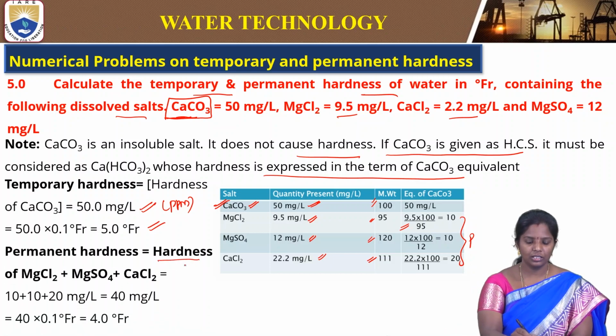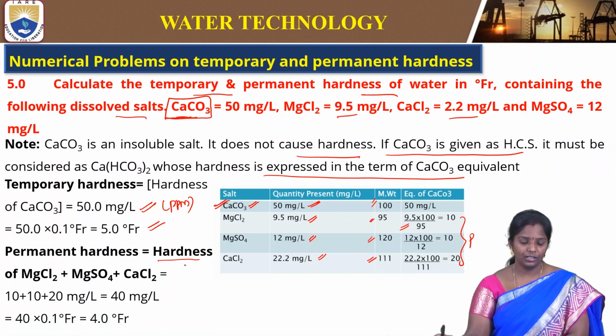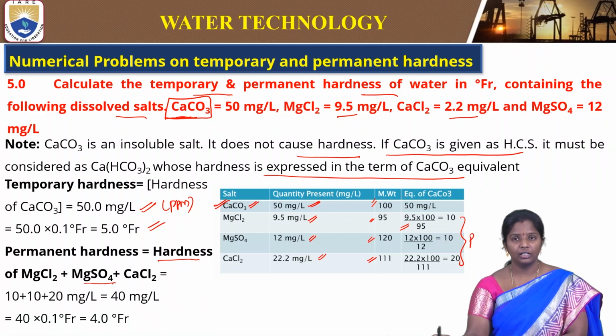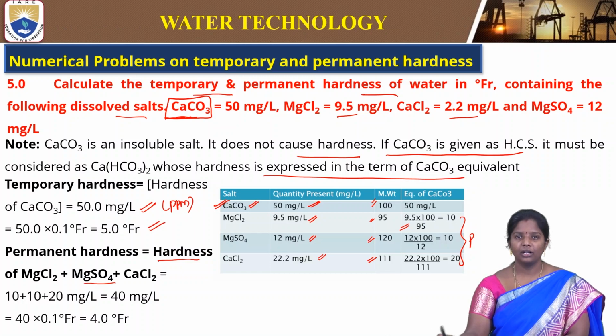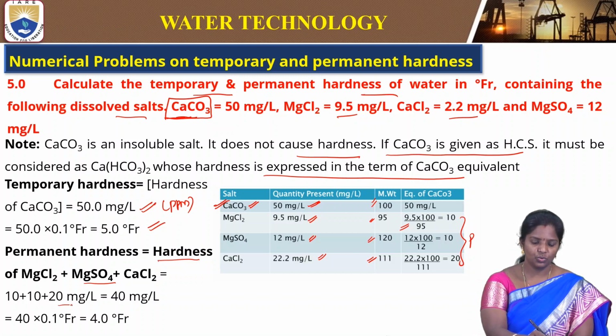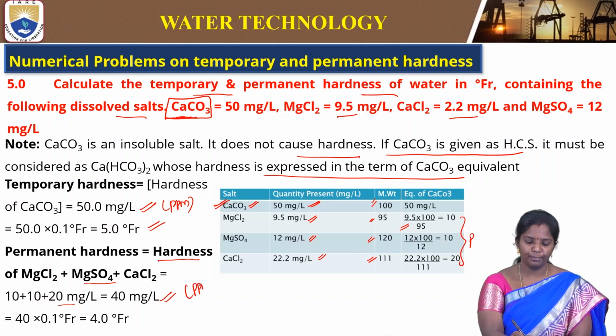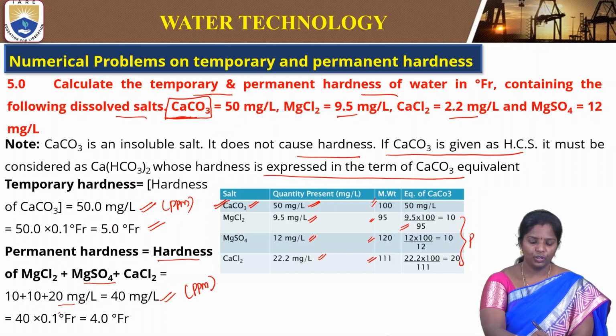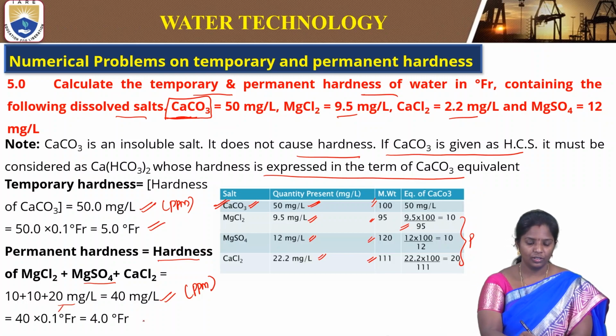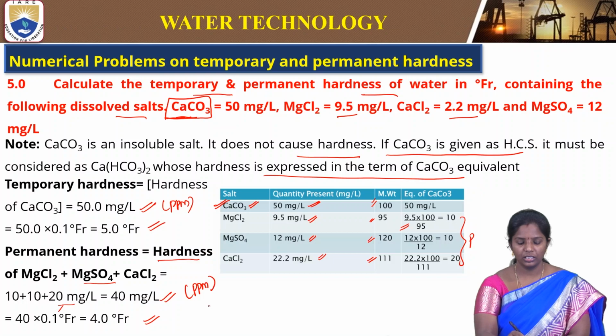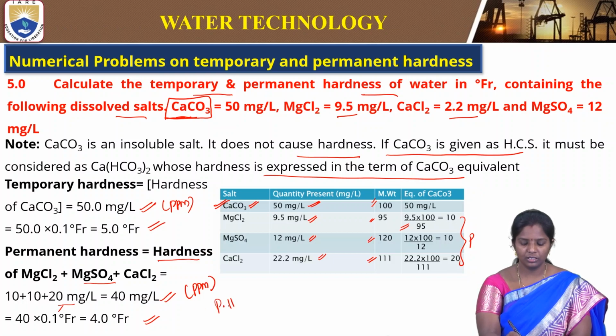And permanent hardness is the hardness of magnesium chloride, calcium chloride and magnesium sulfate, which is to be considered. Always remember chlorides and sulfates cause permanent hardness. Carbonates and bicarbonates cause temporary hardness. So 10 plus 10 plus 20 is 40 mg per liter or ppm. Then 40 multiplied by 0.1 will give 4 degree French. So the permanent hardness that is present is 4 degree French, and temporary hardness is 5 degree French.